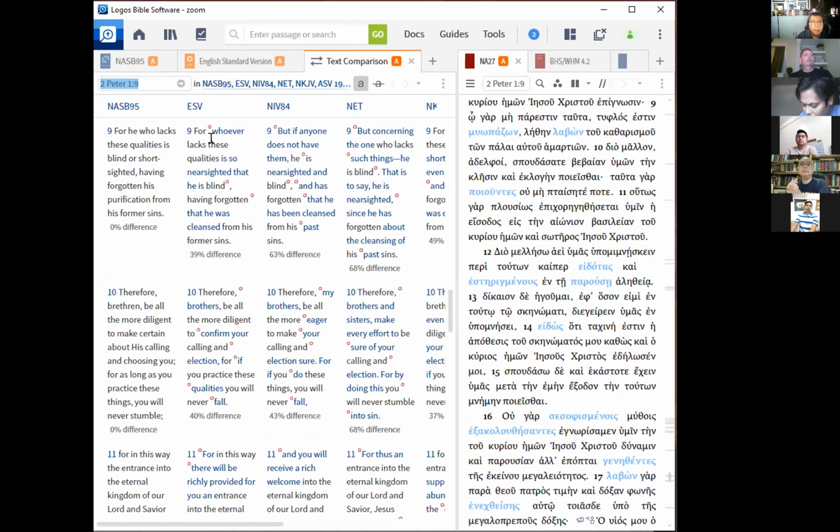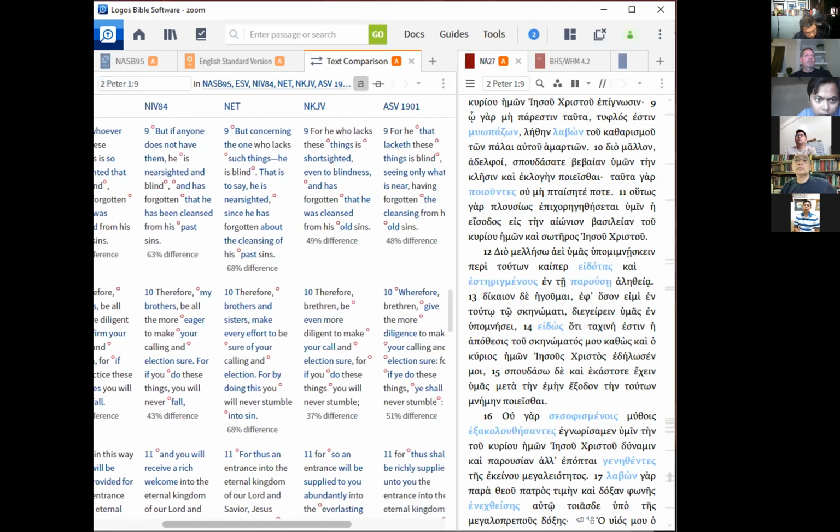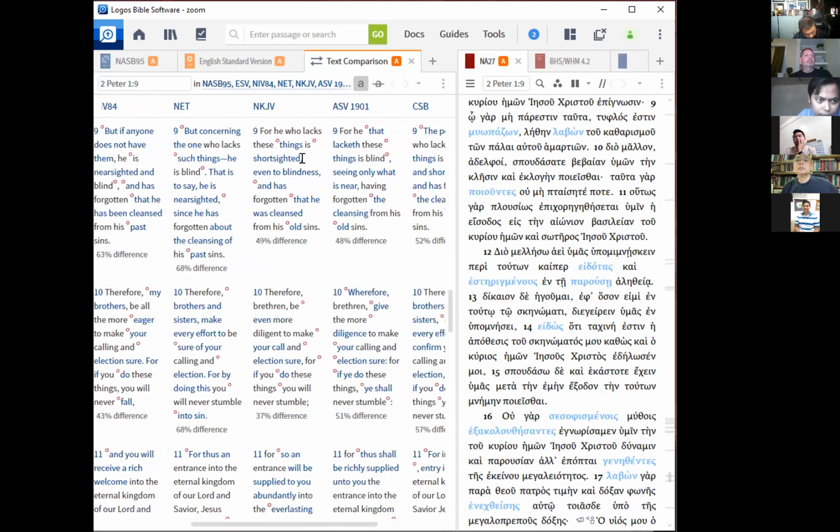The ESV, whoever lacks these qualities is so nearsighted he is blind. That's an interesting way to put it. The NIV says he is nearsighted and blind. The Net Bible, he is blind. He is nearsighted. Wow, these are interesting. The New King James is short-sighted. The ASV, he is blind, seeing only what is near. Now, notice there, the ASV captured the participle idea, but they didn't translate it right.